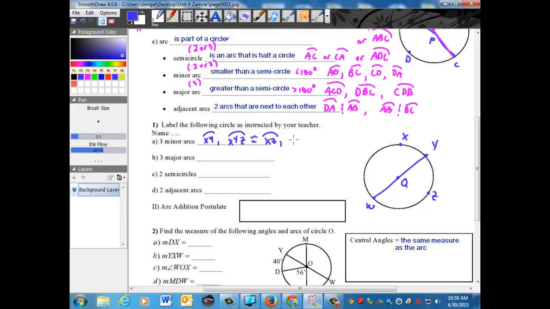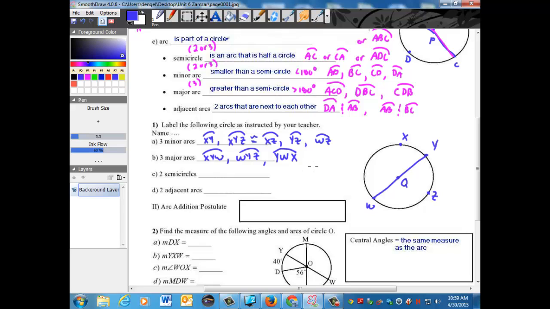Alright, more minor arcs. We have YZ minor arc. We have WZ minor arc. Alright, major arcs. This time we're going to use 3 letters. We can use XYW. We can use WYZ. And we could use YWX.